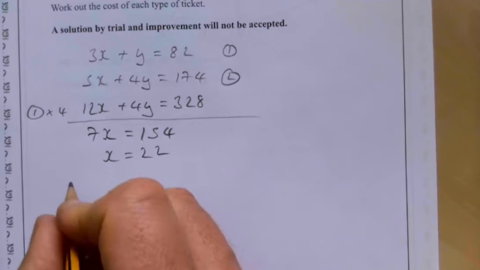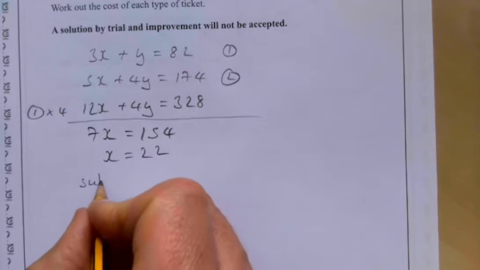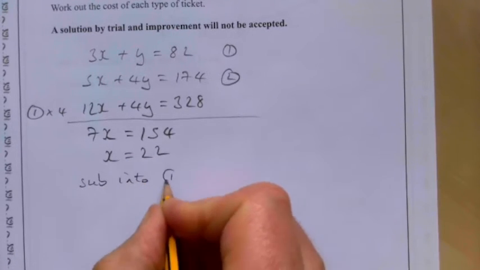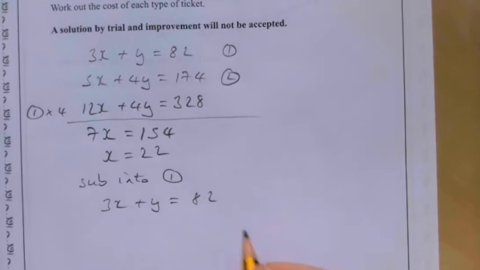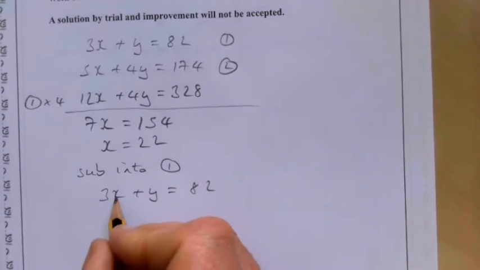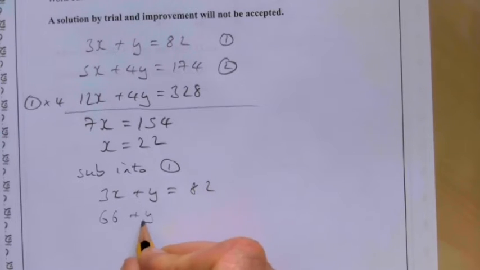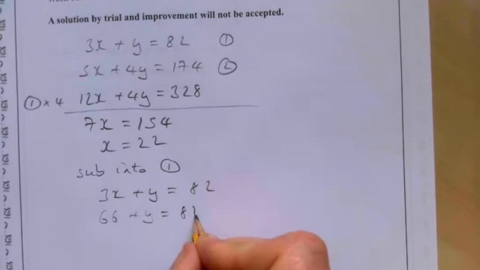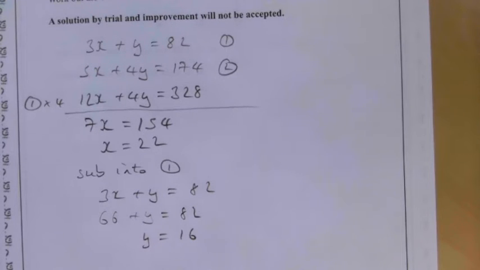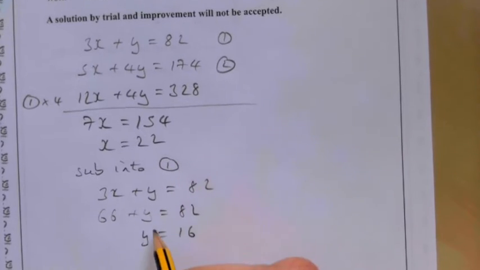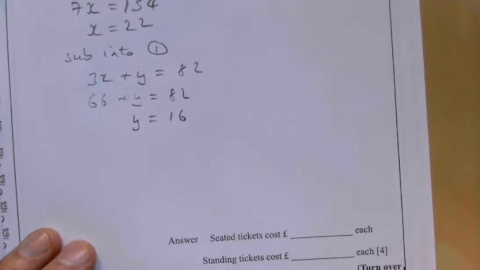I then want to substitute this into number 1. So number 1 is 3x plus y is 82. If x is 22, then 66 plus y is 82, and that means y then is 16. So the seated ones are 22, and the standing ones then are 16.